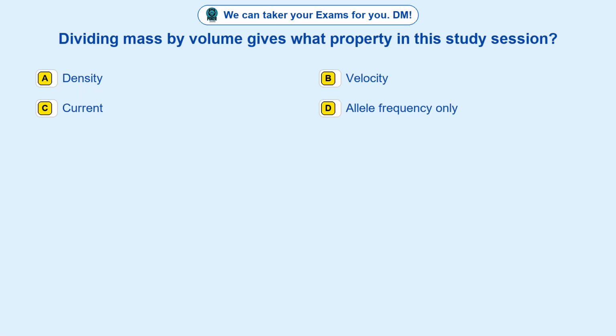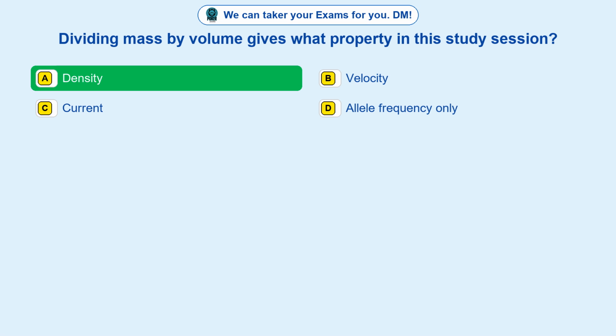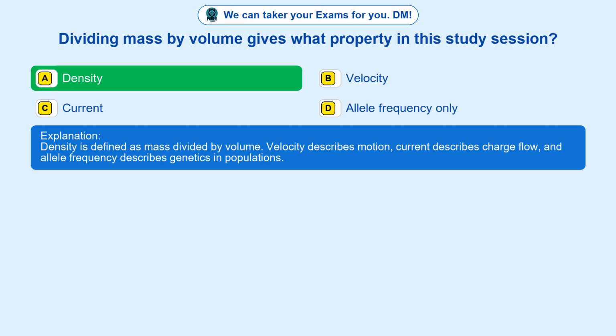Question 78. Dividing mass by volume gives what property in this study session? Option A, density. Option B, velocity. Option C, current. Option D, allele frequency only. The correct answer is option A. Density. Density is defined as mass divided by volume. Velocity describes motion, current describes charge flow, and allele frequency describes genetics in populations.